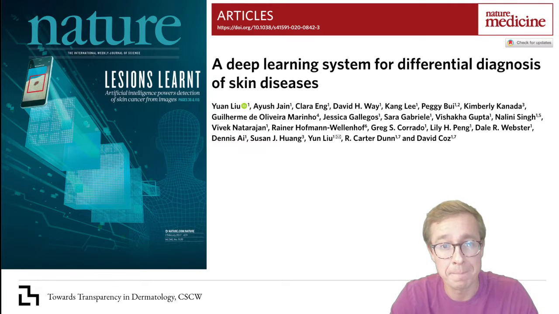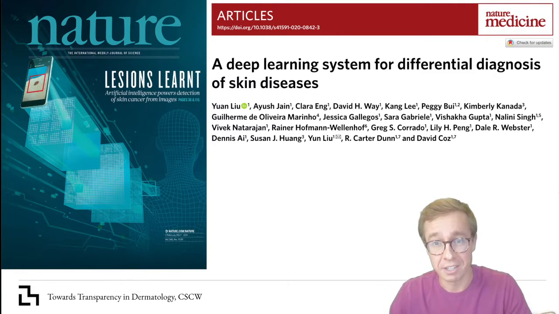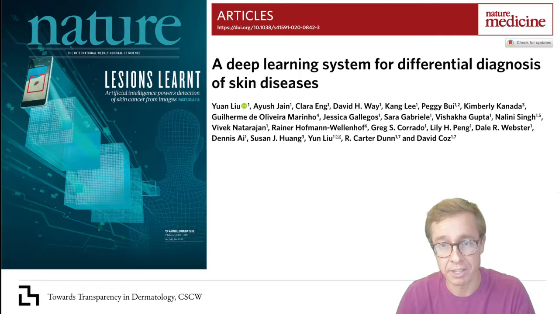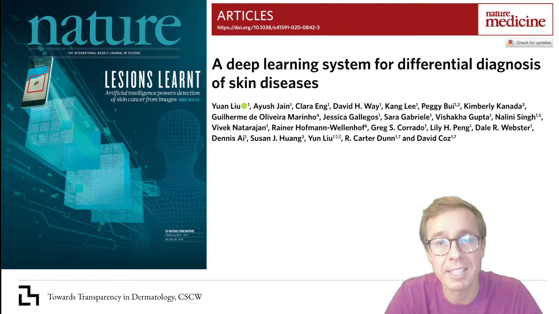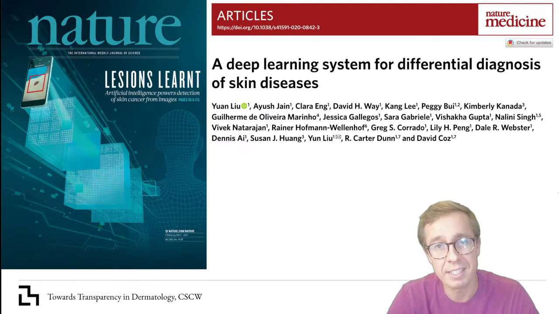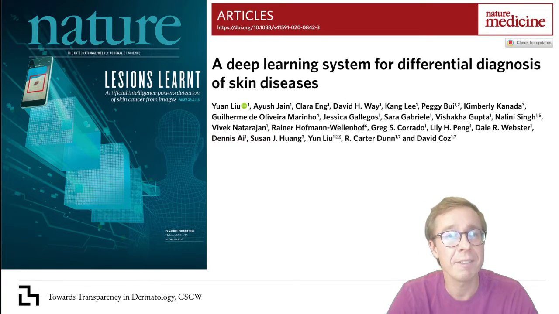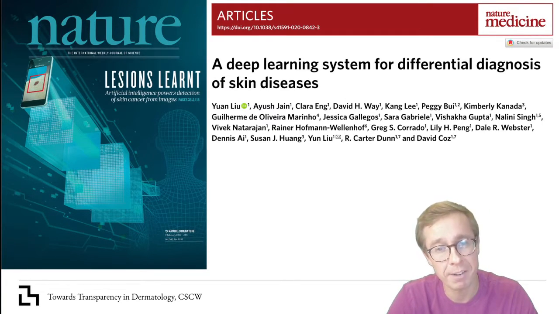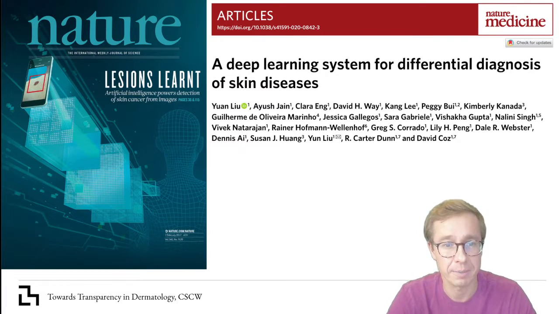And there's another article in Nature Medicine in 2020, so 3 years later, 2 years ago, that demonstrated a deep learning system based on a couple images and some metadata can classify skin disease at a similar rate to board-certified dermatologists and significantly more accurate than primary care physicians or nurse practitioners.